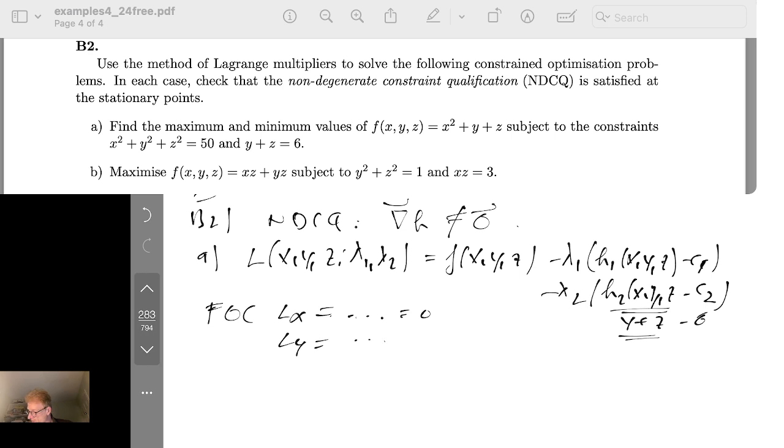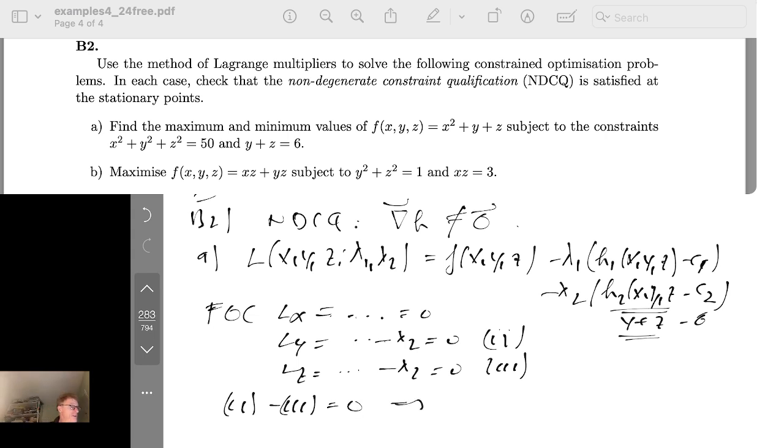Ly is whatever it is, minus lambda 2 is 0, Lz is whatever it is, minus lambda 2 is 0. Call this 2, call this 3. Now if you subtract 2 minus 3, which is zero, then you actually get two cases. From subtracting, you get lambda 1 times y minus z. So if you check that, that gives you two cases, lambda 1 is 0 and y is z, which you consider separately.